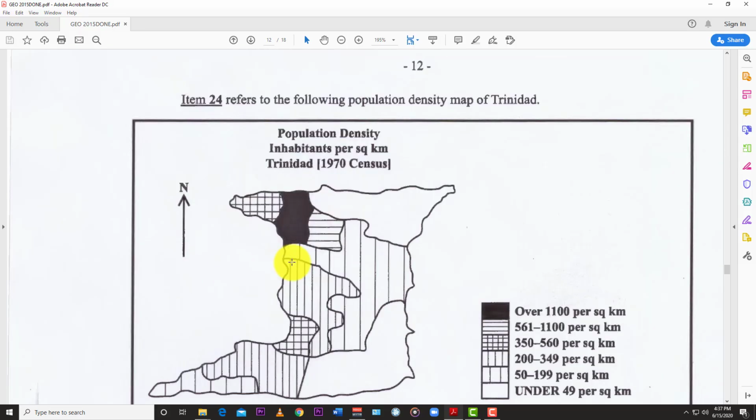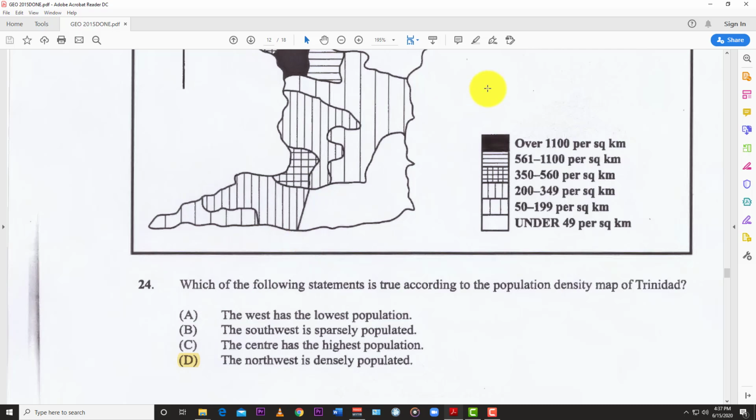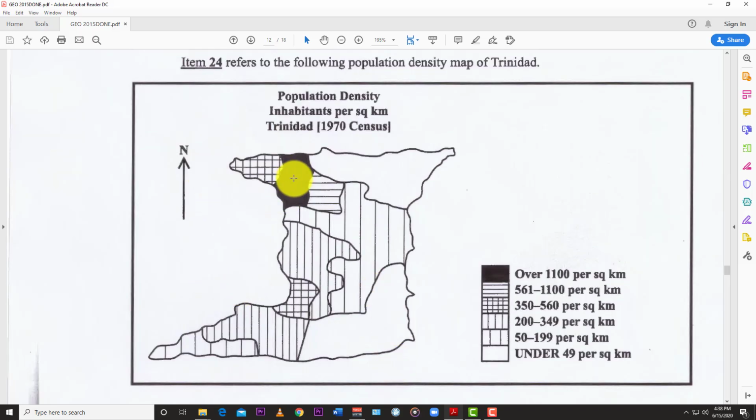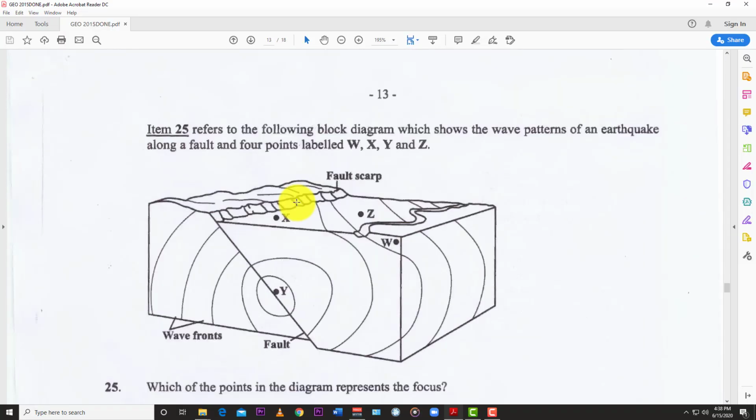Number 24 refers to the following population density map of Trinidad. You have the key right here, and so you read the key and follow. Which of the following statements is true according to the population density map of Trinidad? And so you have D, the northwest is densely populated. The northwest, you have the northwest, which is here. All of these comprise the northwest, and so it's densely populated.